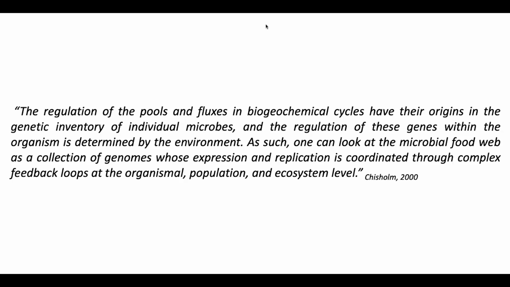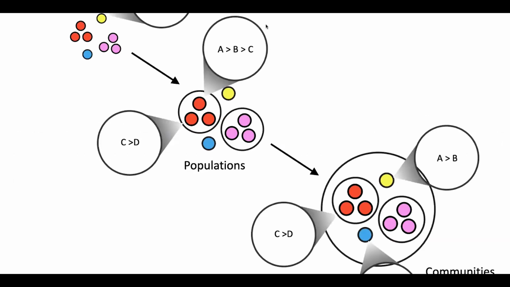And in Penny's quote, the microbial food web is the metabolic network that is produced by all of the interactions and feedbacks between individual cells, populations of cells, and the whole community. So schematically, we can think about this. Here, the colors represent different microorganisms. We have four colors: red, purple, yellow, blue. So four different types of microorganisms. Each one of those circles represents a cell. Those are the individuals, and we know that metabolic processes happen in individual cells.